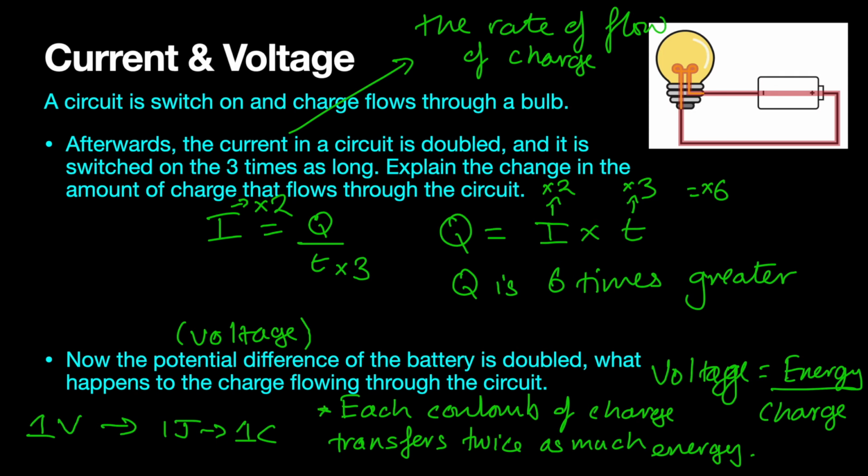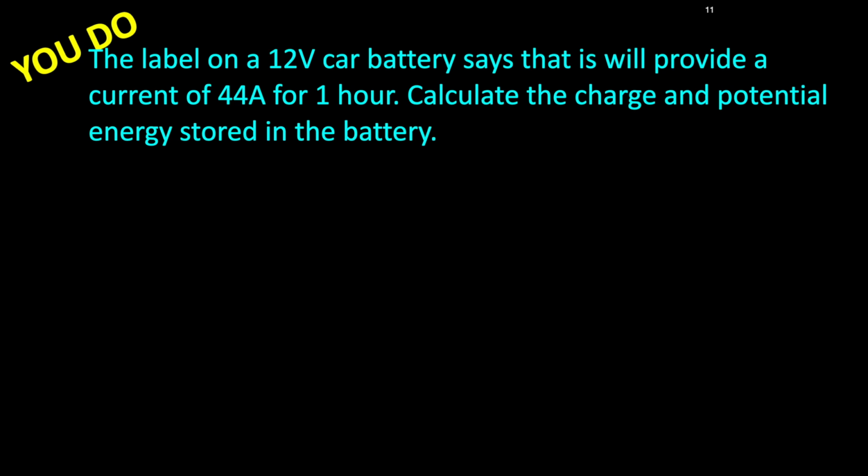Let's try one more calculation. Read the question, pause it, follow the steps, and have a go yourself. In this question, the label on a 12-volt car battery, that's our voltage, says that it will provide a current of 44 amps for 1 hour. So we're given voltage, current, and time. Calculate the charge and the potential energy stored in the battery.